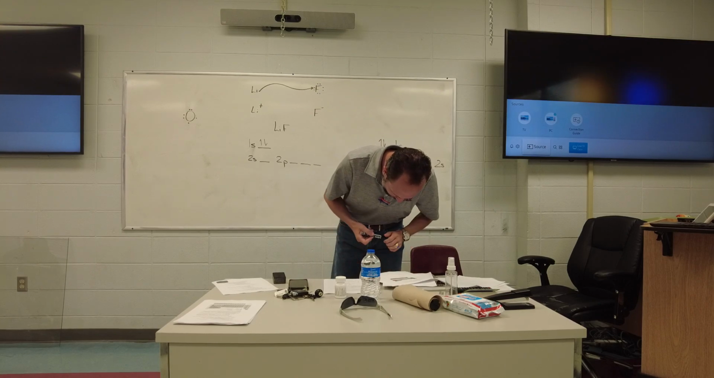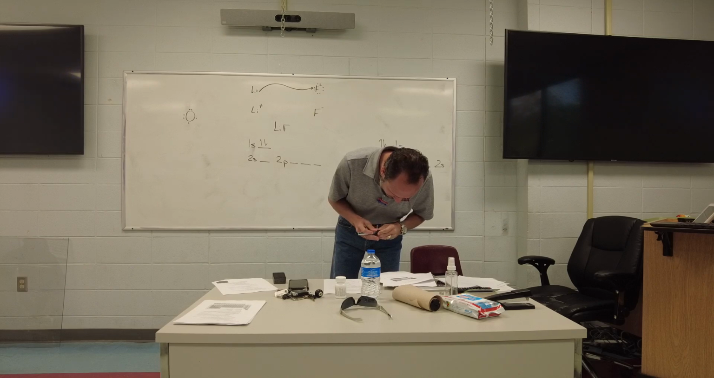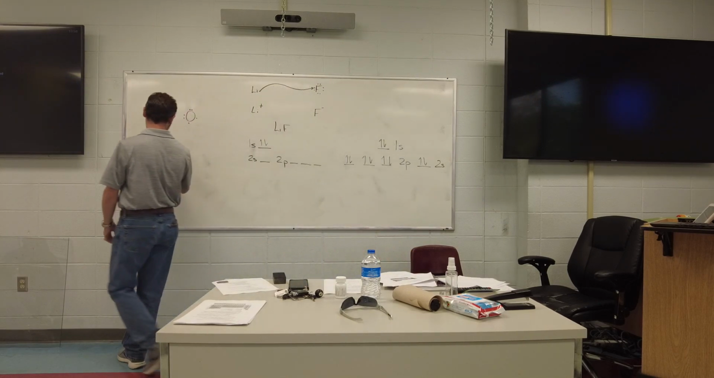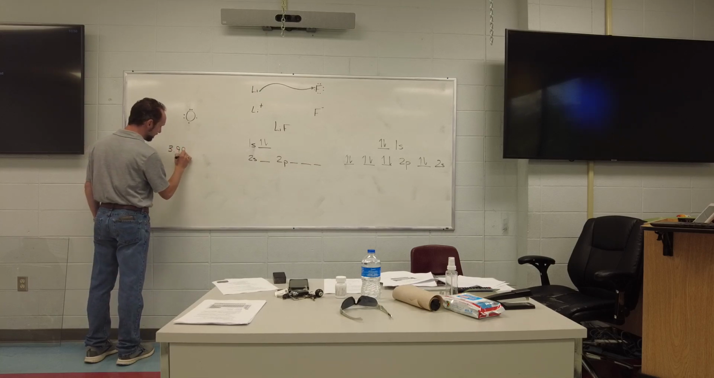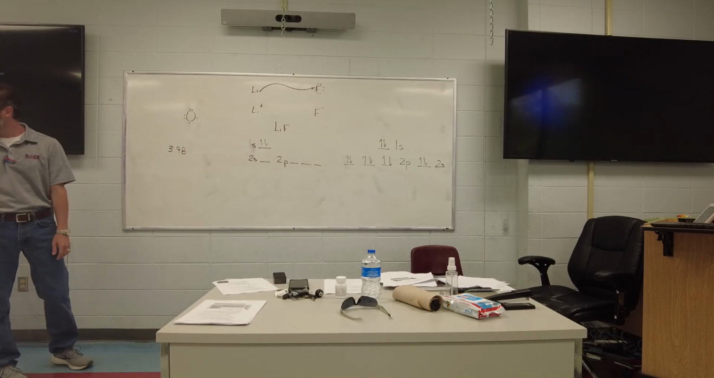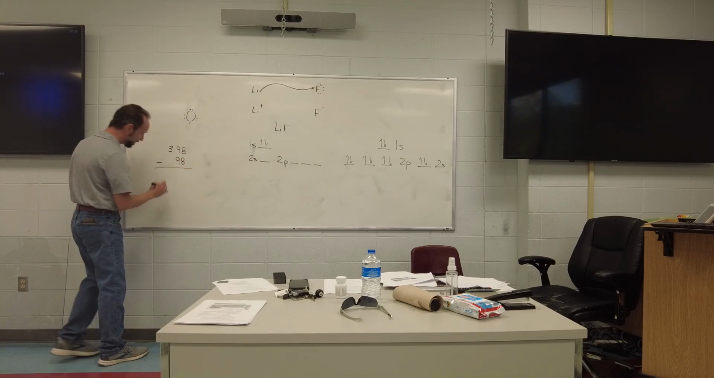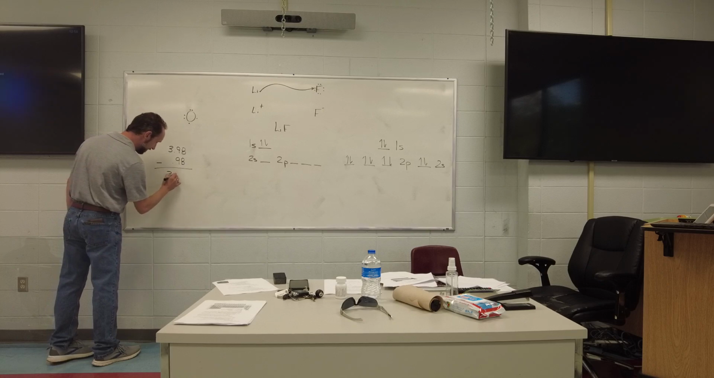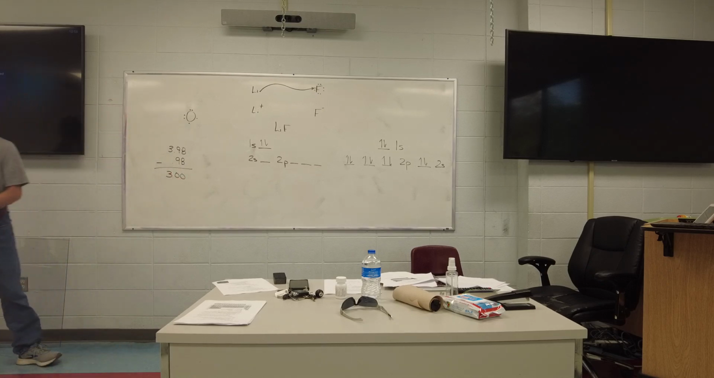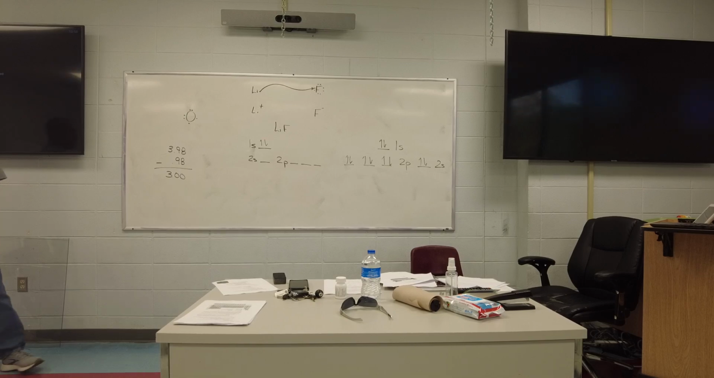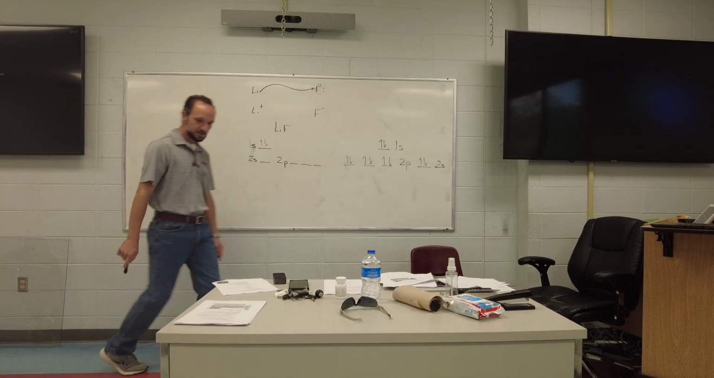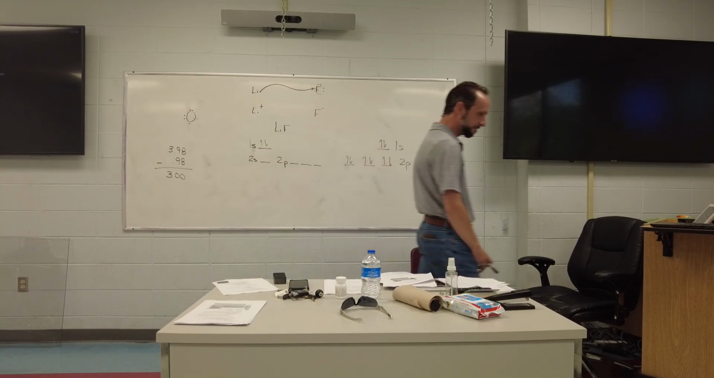Okay, so fluorine has an electronegativity of, I think that's 3.98. Lithium has an electronegativity of 0.98, so I'm going to subtract the smaller one from the bigger one, leaving me with a net electronegativity difference of 3. Is that bigger or smaller than 1.7? Bigger, ionic bond, which gives us some very interesting characteristics.